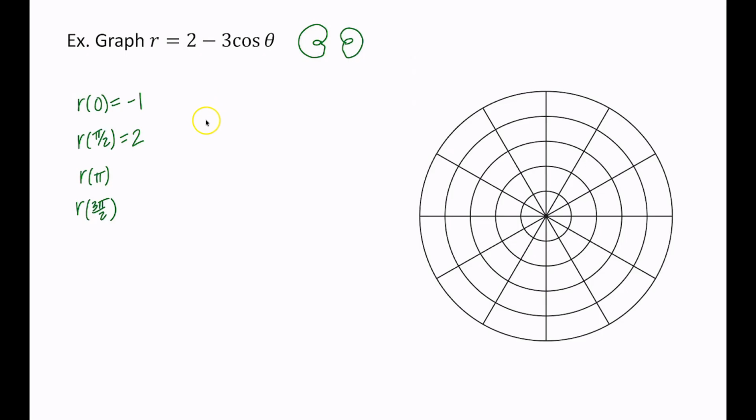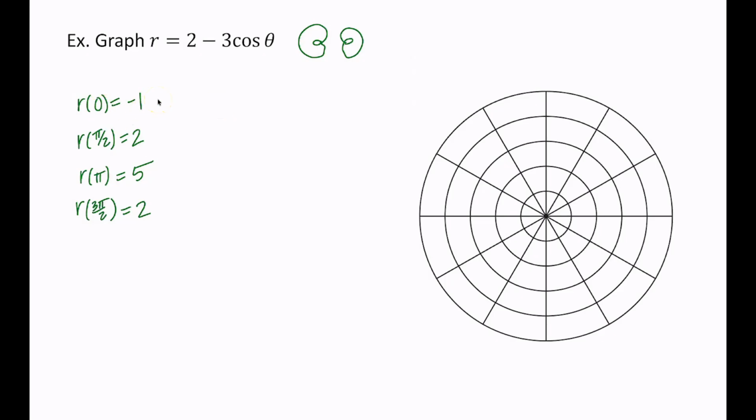We'll plot all these points after. R of pi, cosine of pi is -1. So -3 and -1 is +3. 2 plus 3 is 5. And then 3 pi over 2, cosine of 3 pi over 2 is 0. So this zeroes out, we get 2 again. All right, let's plot these.